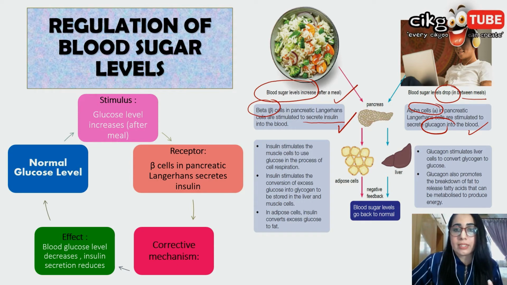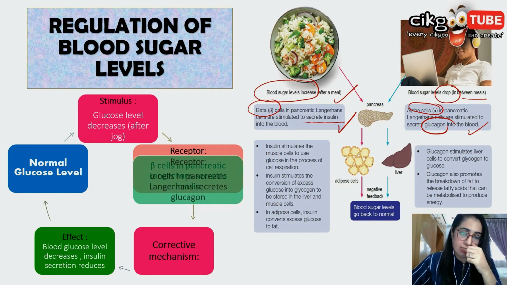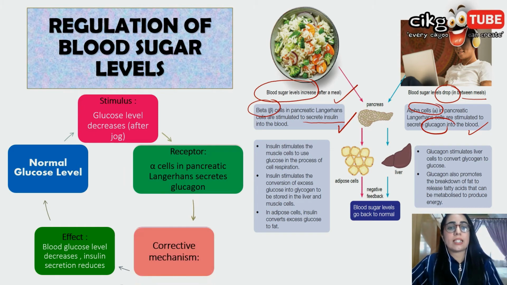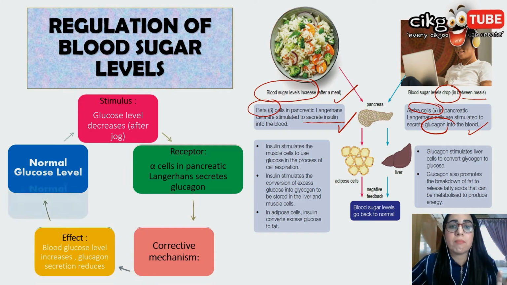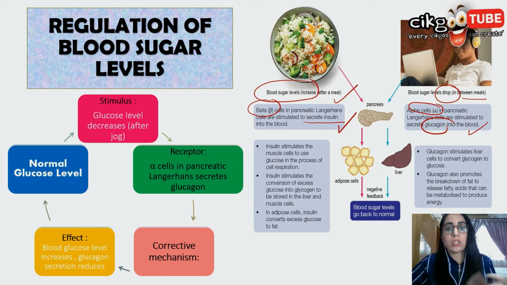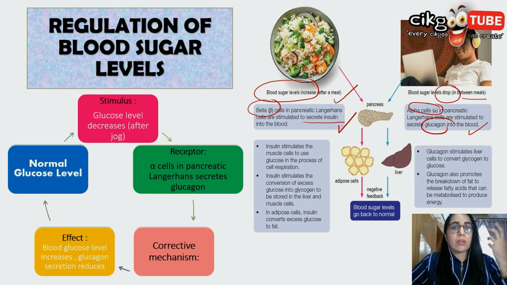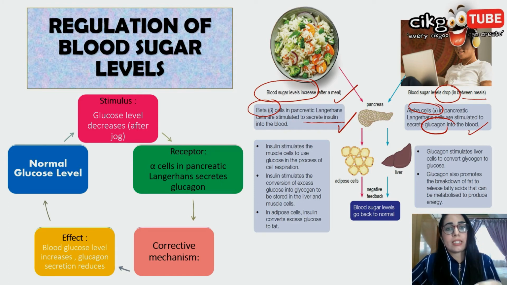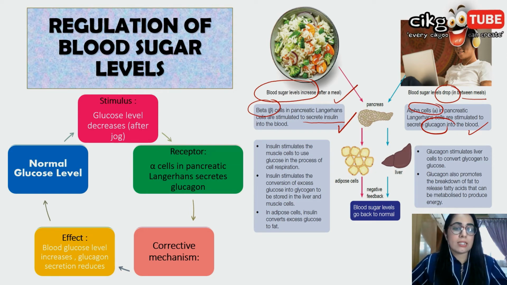Now, what happens if the glucose level decreases? When glucose level decreases, the alpha cell secretes glucagon. The corrective mechanism is that more glucagon is secreted into the bloodstream. This glucagon is transported to the liver and muscles, and it will stimulate the liver cells to convert glycogen into glucose, the sugar. It also stimulates the conversion of amino acids to glucose. Now glucose is produced, so the blood glucose level increases, and the blood sugar level will get back to normal.